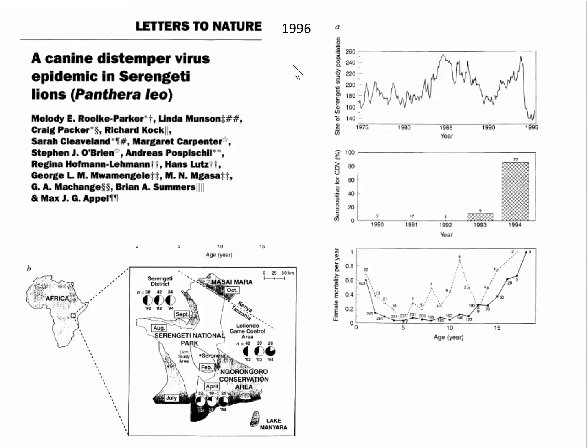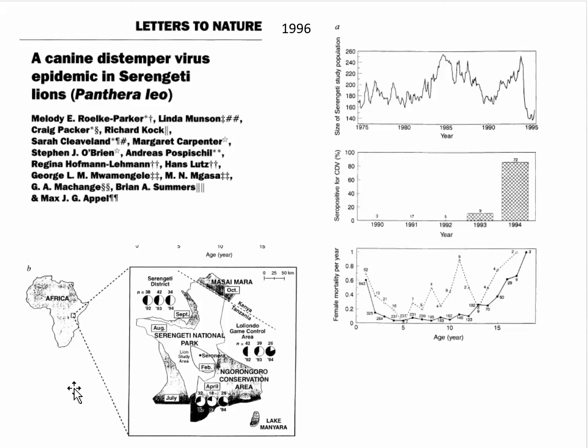So here's a paper from way back in 1996. Craig Packer's in this list of authors. This is the Serengeti of northern Tanzania and the Masai Mara in southern Kenya. The diagram on the right-hand side is looking at the increase in seropositive lions for canine distemper. The African lion is susceptible to canine distemper, and you see the size of the Serengeti study population in the upper graph crashing in the early 90s.